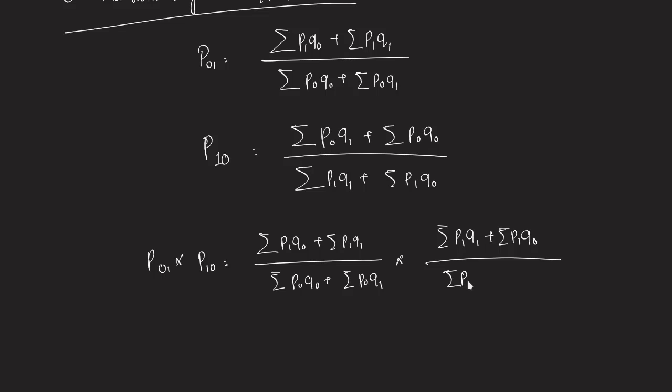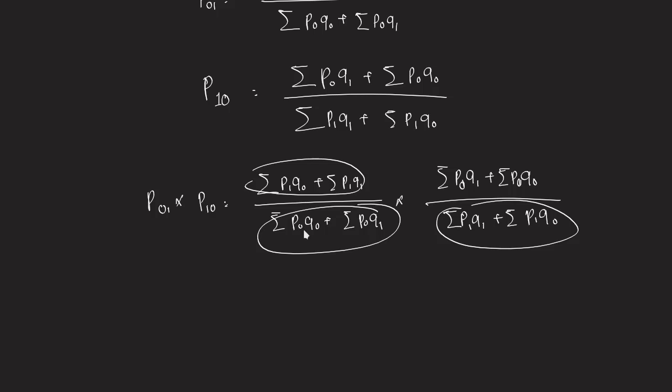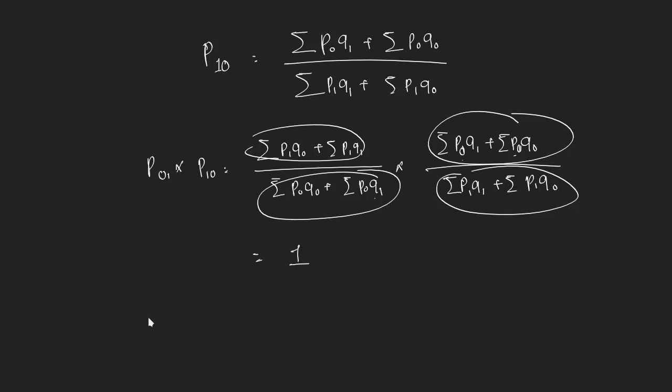Okay, so if you see, the first term and the second term are the same: P0 Q0, P0 Q0, P0 Q1, P0 Q1. So all of them cancel out and it is equal to 1, right? So we got 1.